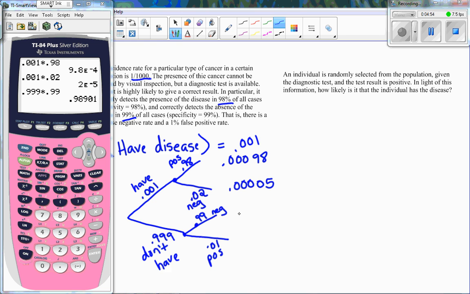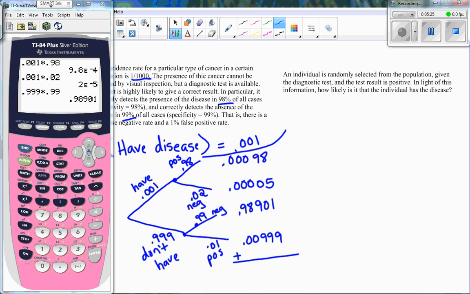The next one is 0.98901, and the last one, which is not on there, but I did calculate it and you can verify, is 0.00999. Now take just a minute and pause the video and add these up. Remember, this is not part of our tree diagram. But 0.00098, add these four different probabilities up and see what you get.